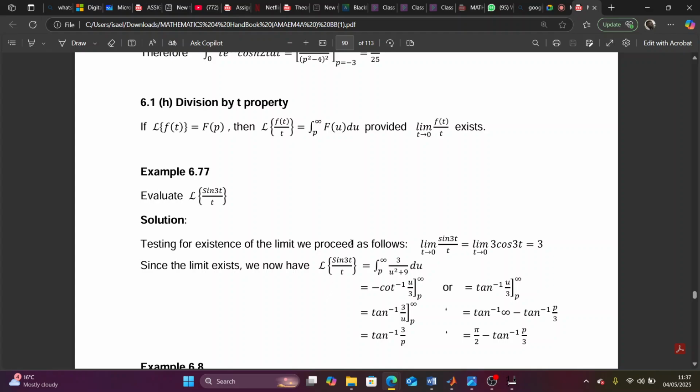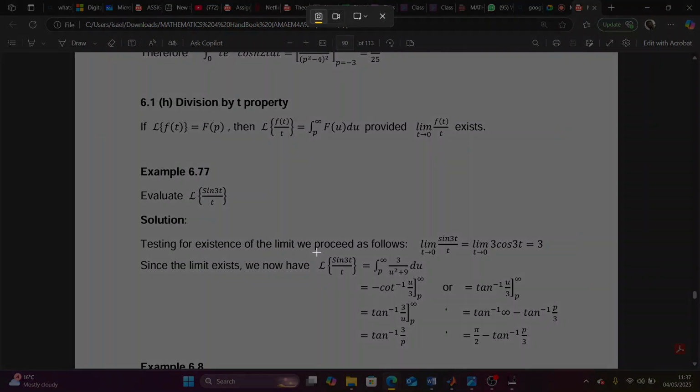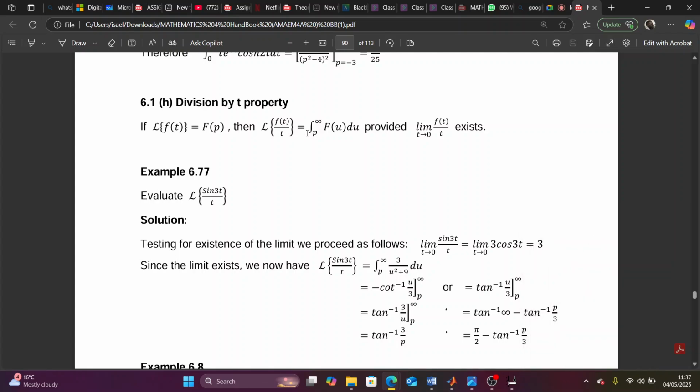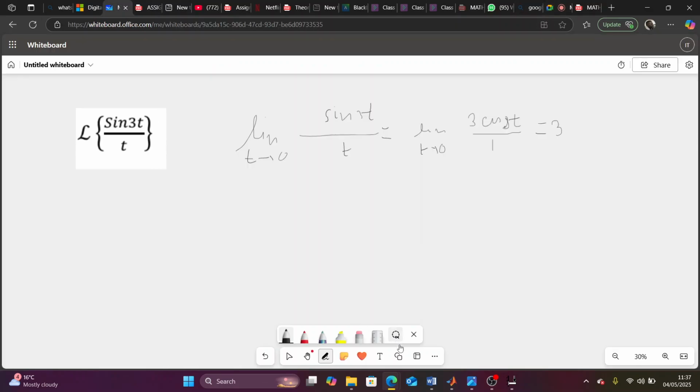Let me just print this, Mr. Trinity, so that we can all be on the same page. I just want to see the formula. They say this: L of f of t is equal to the limit of p to the infinity of f of u du, provided the limit exists.